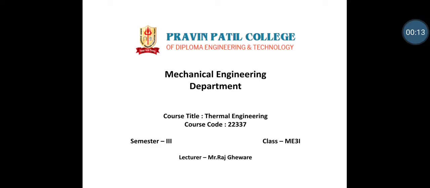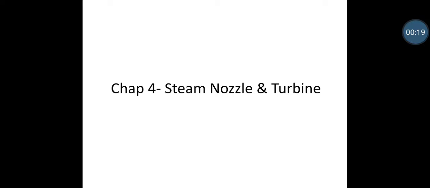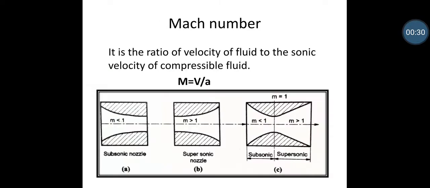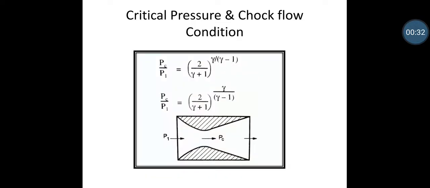So, today we will be looking at the subject Thermal Engineering for SEM 3rd. We have started with the 4th chapter, Steam Nozzle and Turbines. In this chapter, we have discussed the definition of the nozzle, continuity equation, types of nozzles, Mach number, critical pressure and choked flow conditions.